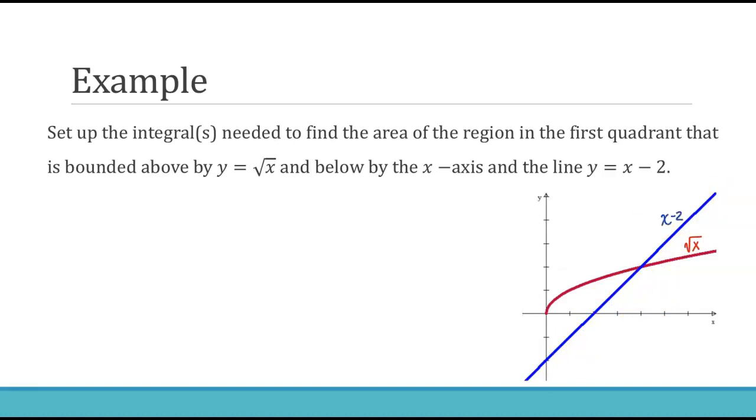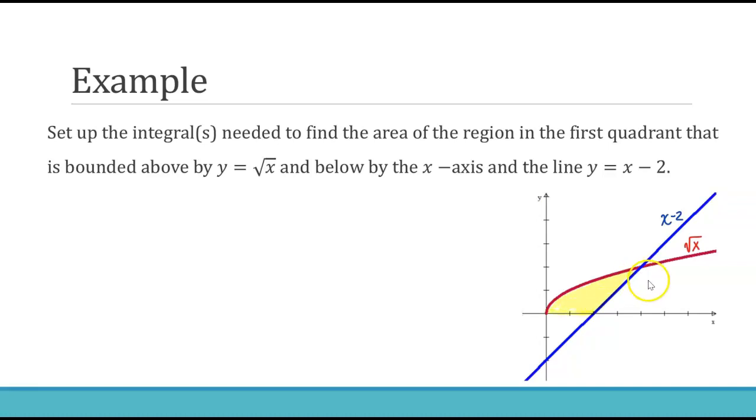Now let's highlight the region, being really careful because the instruction said that the region is in the first quadrant only. So it's in the first quadrant, bounded above by the square root of x, and below by the x-axis and the line y equals x minus 2. So the region that we're talking about here is this one.